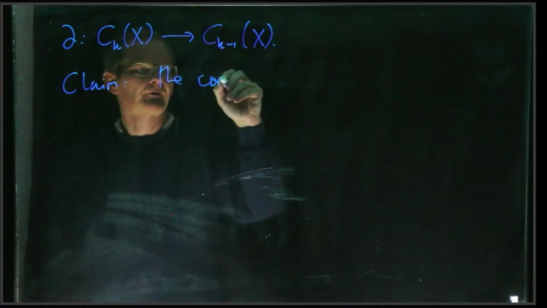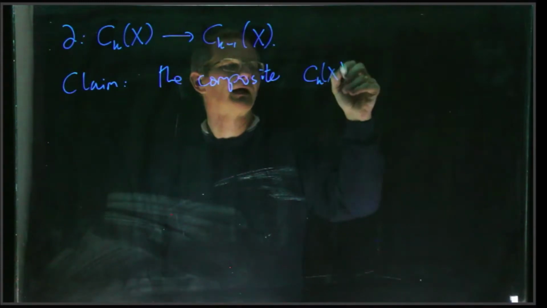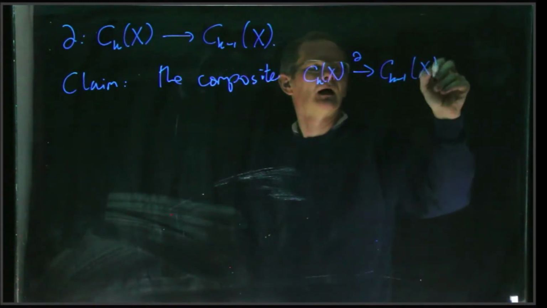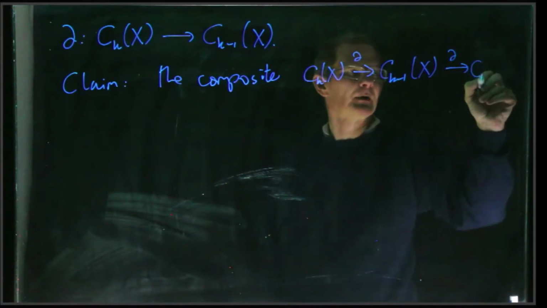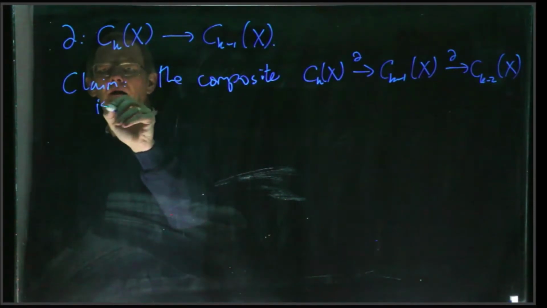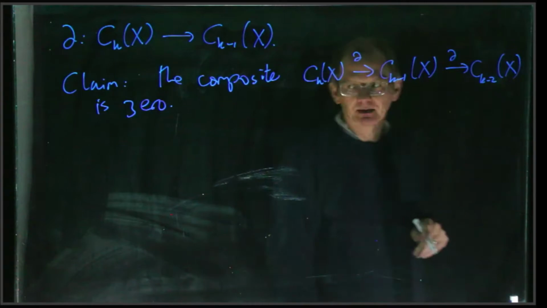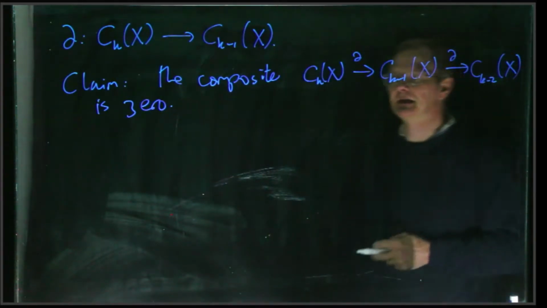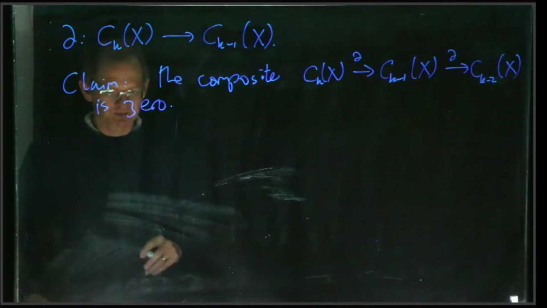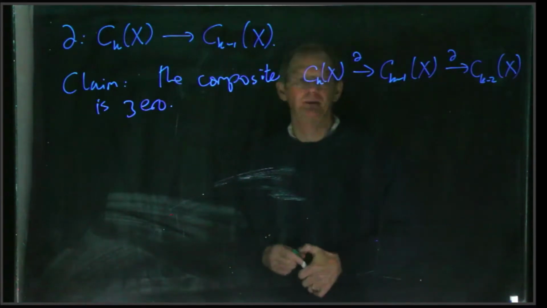So the claim is that the composite, where we do C_k(X), and then we do d to C_{k-1}(X), and then we do d again to C_{k-2}(X), is 0. Okay, and this is a key fact that we're going to need in order to set up homology theory. So the main point of this video is going to be explaining the proof of that.